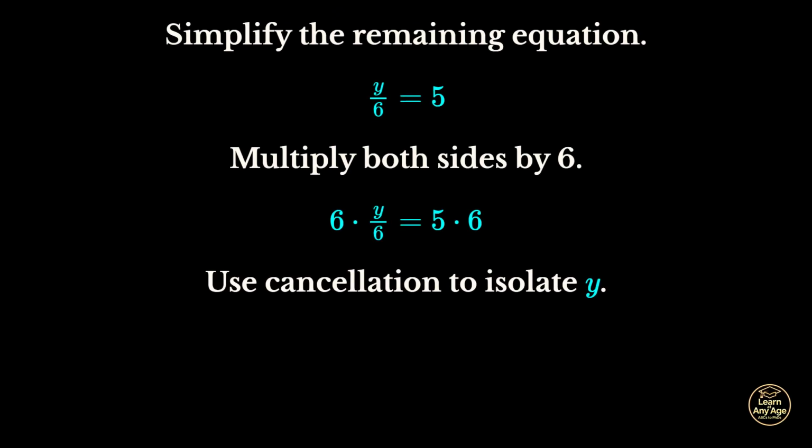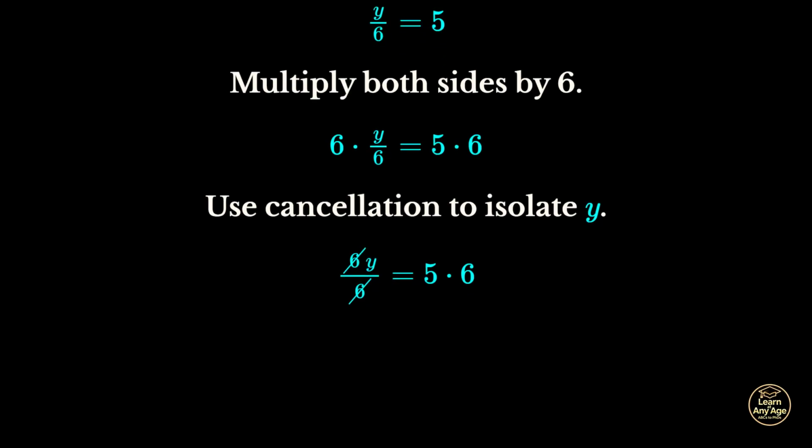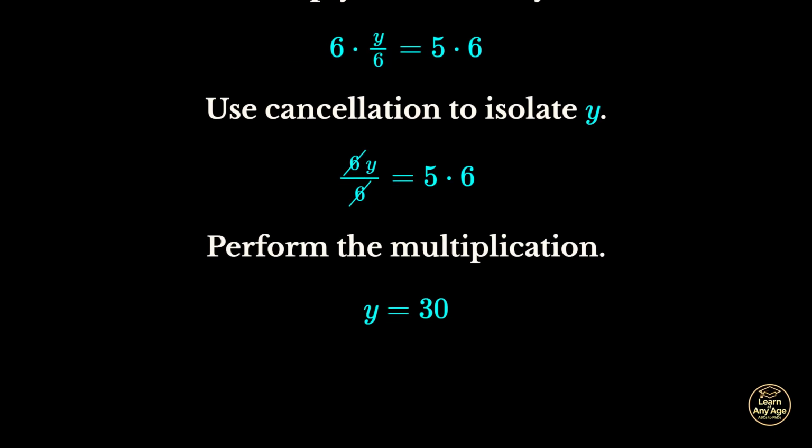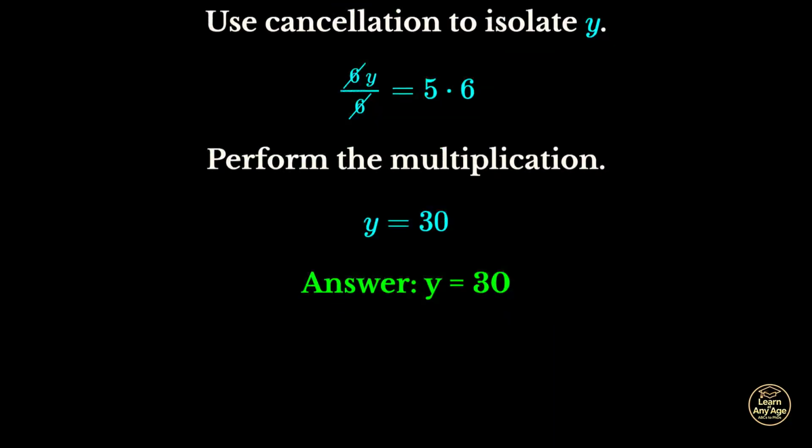Use cancellation to isolate y. The 6 cancels out, y over 6 cancels out, equals 5 times 6. Perform the multiplication. y equals 30. Answer: y equals 30.